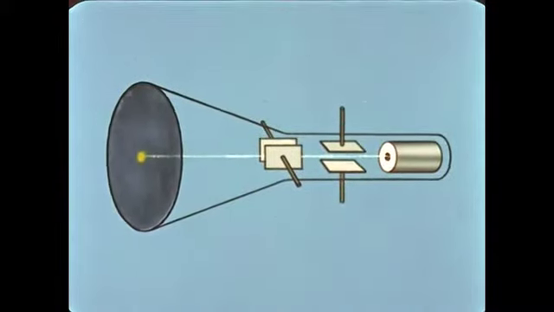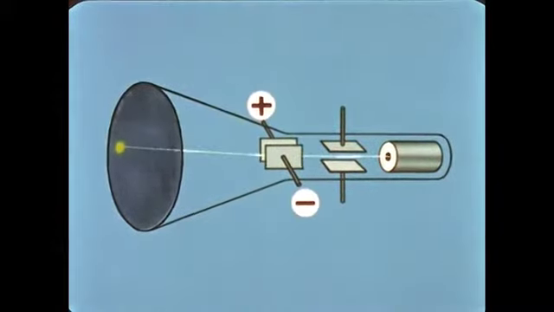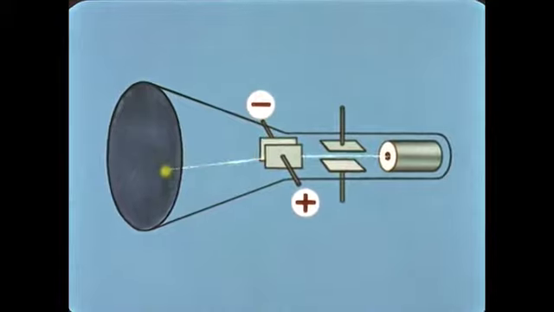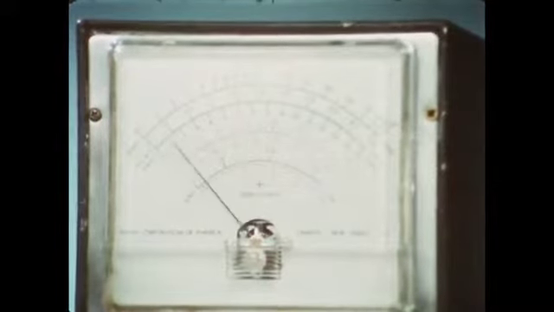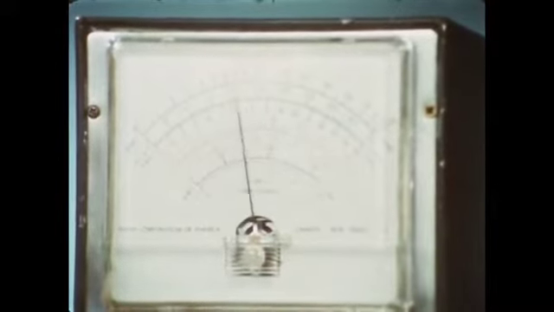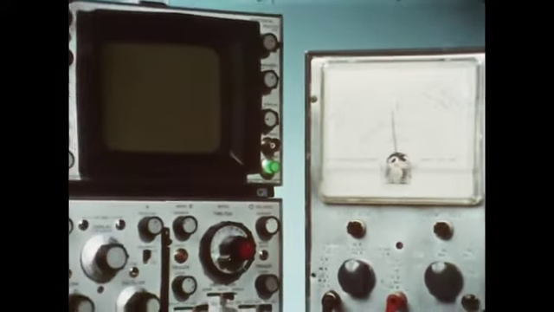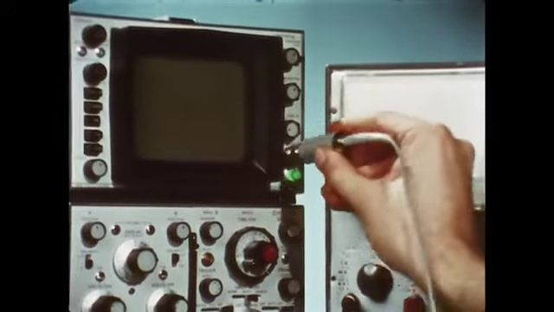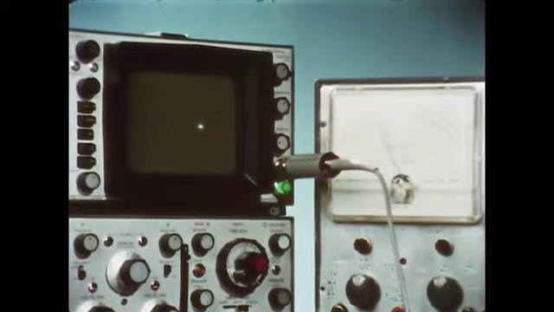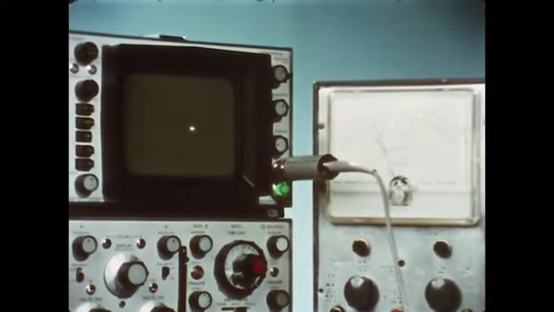The second set of plates in a cathode ray tube controls the horizontal deflection. By changing the voltage on these plates, the beam is deflected horizontally. A special circuit has been connected to this voltmeter, providing a repetitive sweep voltage. By connecting this voltage source to the horizontal plates, we achieve a regular horizontal sweep.